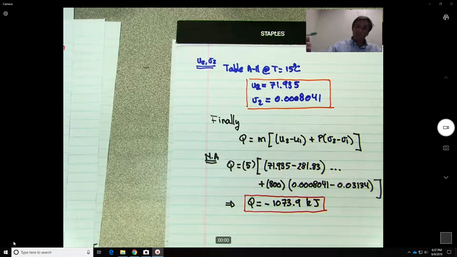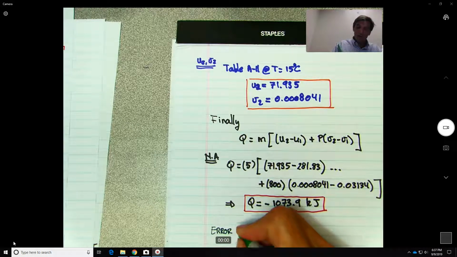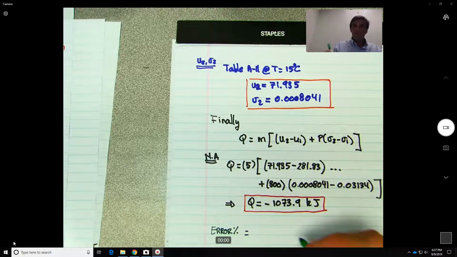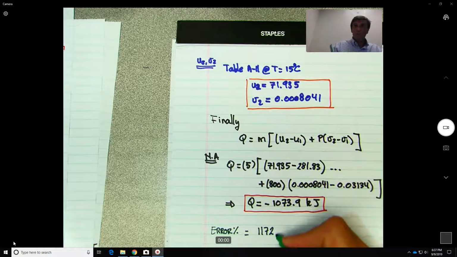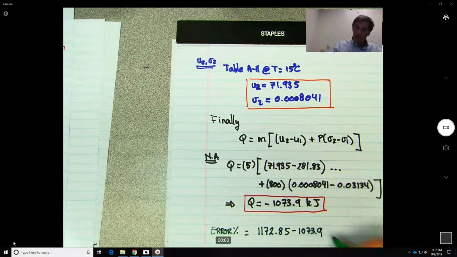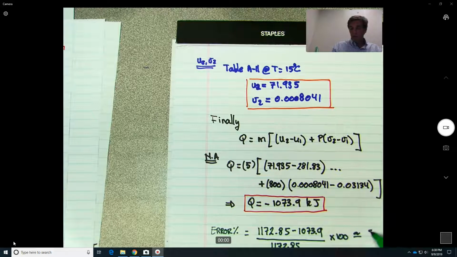So let's just try to see what is the error percentage. That will be (1172.85 minus 1073.9) divided by 1172.85, times 100. And once you plug that, you get about 8% difference. So they're not exactly the same, but they are close.